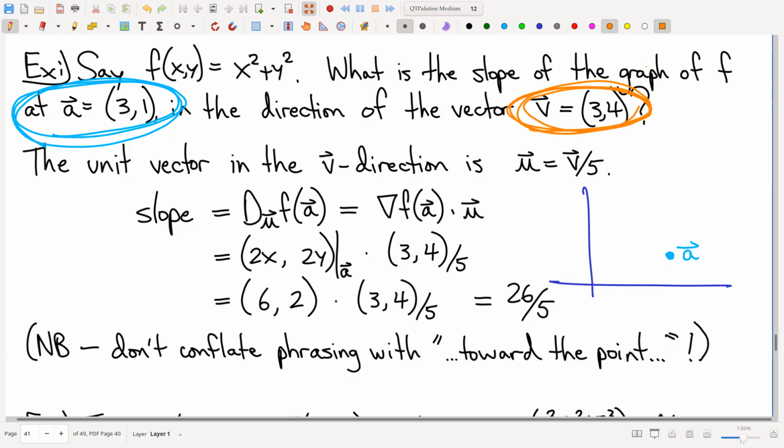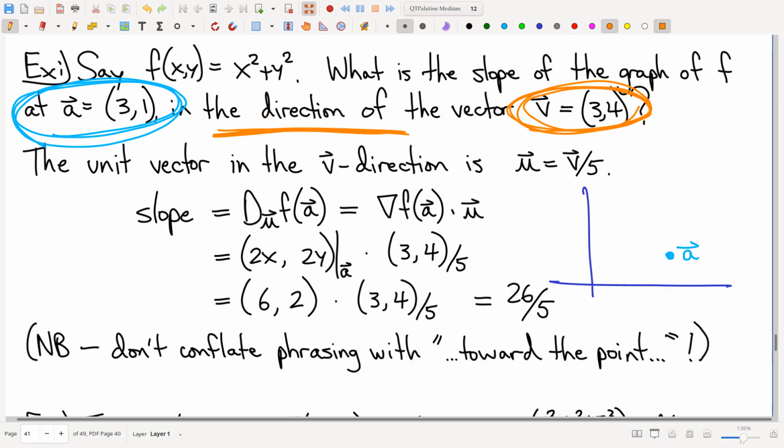Now here's what a lot of students will do wrong. A lot of students will look at this phrase "in the direction of" and think, oh, that means toward. And that's wrong, because it says here V is a vector. Vectors don't have a location. When you walk towards something, you're walking toward a location.